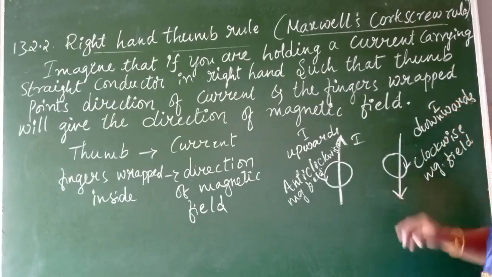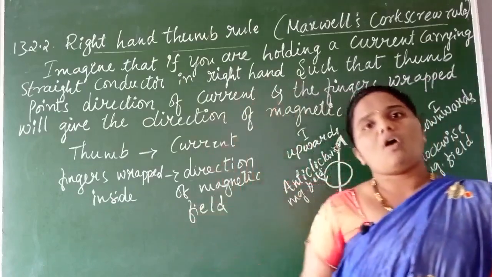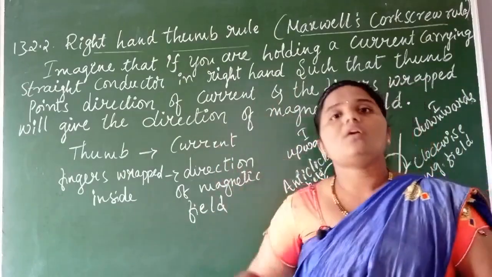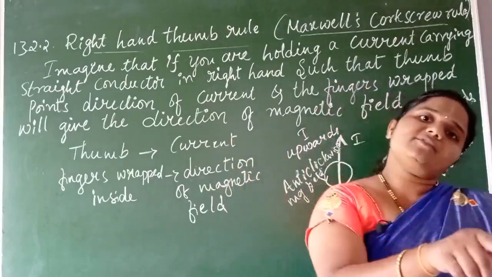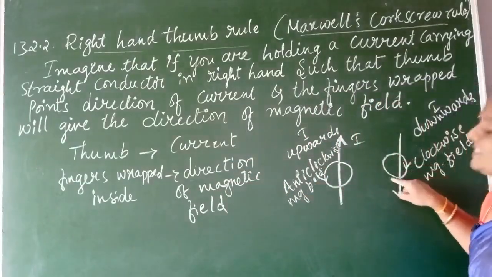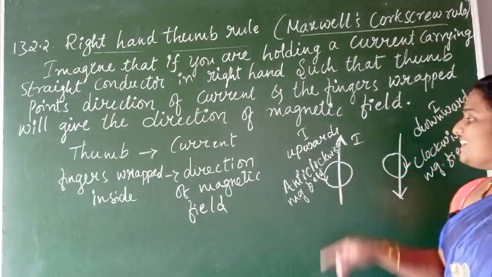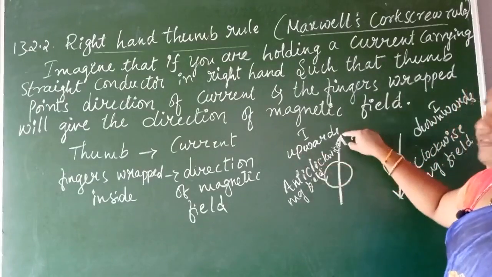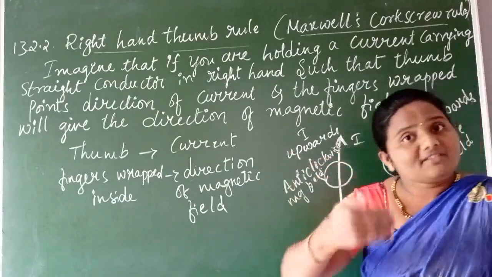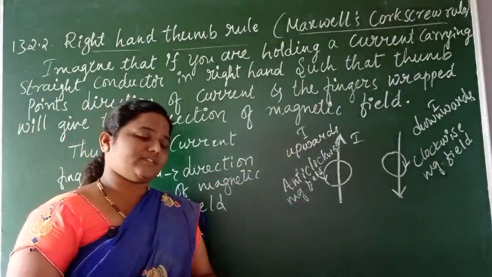Got it, children? It's very easy. Remember this, the clockwise and the anti-clockwise. On a wall clock, if the hands move in the order 1, 2, 3, we call it clockwise. If it is reverse, that is called anti-clockwise. So if the magnetic field is moving in this way, the direction of the magnetic field is clockwise. Similarly, when the current flows in the upward direction, the magnetic field is reverse, anti-clockwise. Now we will solve a simple problem based upon this concept.